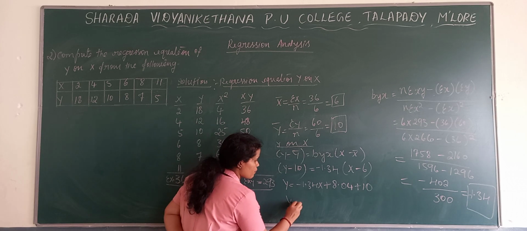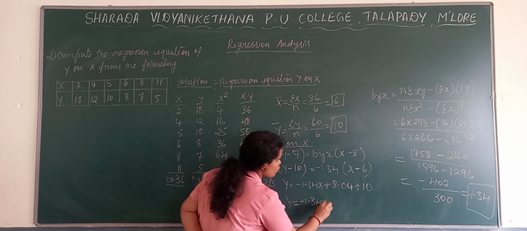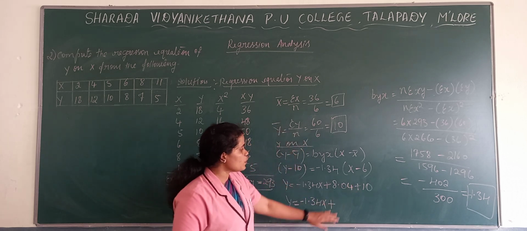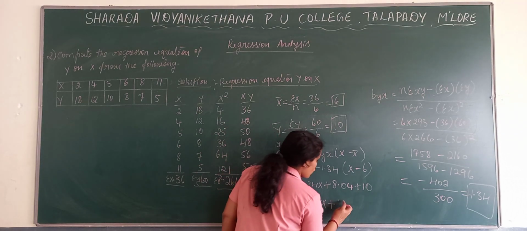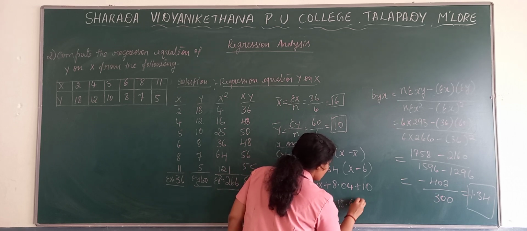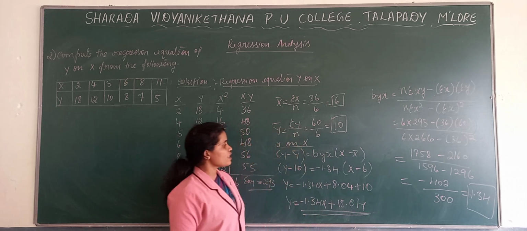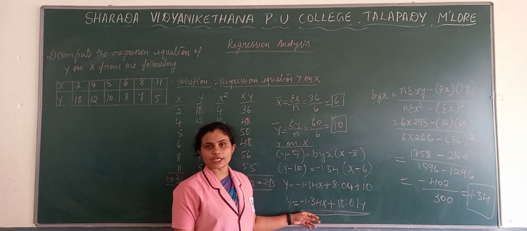So here y minus 1.34x, then here it is plus 8.04 plus 10. 8.04 plus 10, we get 18.04. So this is the equation, this is the equation which we get at the end.